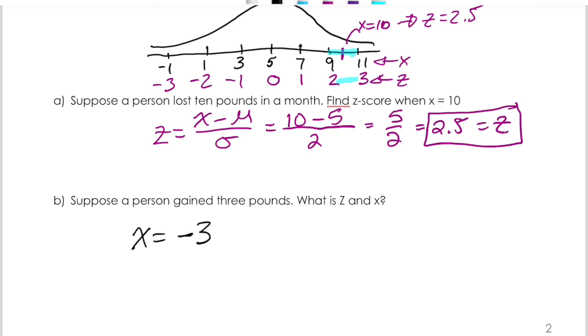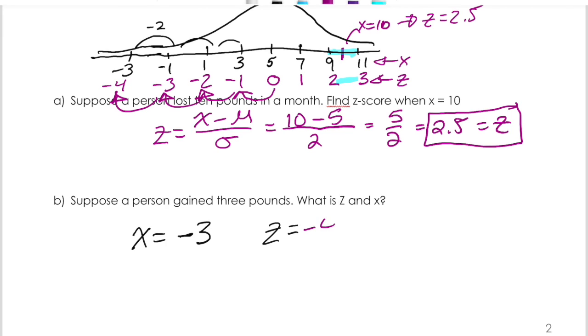Now I want to find my corresponding value of z. So if I look at where -3 is on my graph, right, every time I come this way, I'm subtracting 2 because 2 is my standard deviation. That's actually going to lie exactly on a value of z that is -4. So that is a z of -4.